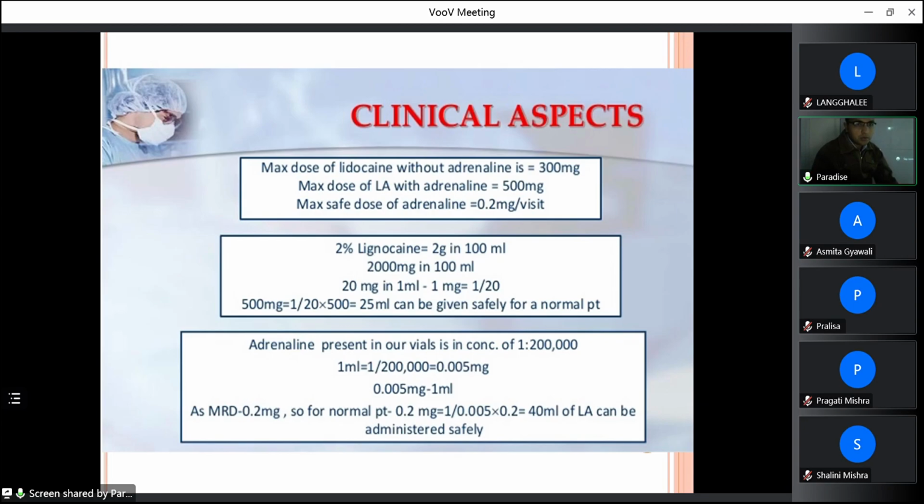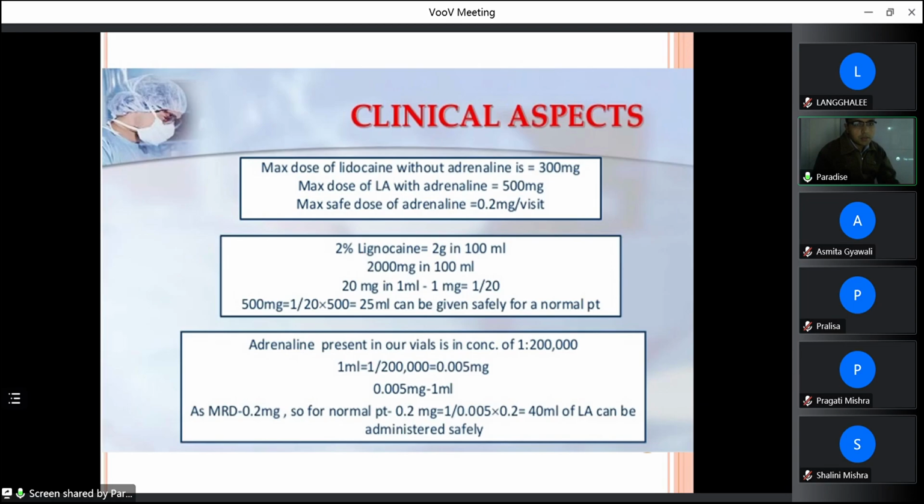So 2% lignocaine means 2 gram of lignocaine is present in 100 ml of solution. If you convert the gram into mg, it is 2000 mg. When you are using the unitary method, you have to convert the percent into 100. Always percent is calculated in 100. 2% means 2 gram is present in 100 ml of solution. Once you convert the gram into mg, 2 gram is equivalent to 2000 mg. So 2000 mg of lignocaine is present in 100 ml of solution.